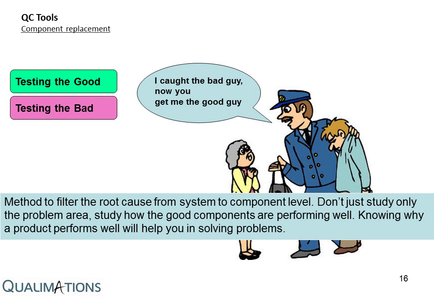Component replacement. This method is used to find subsystems that are the source of the failure or problem. In this case, while studying a bad system, a good system should also be studied. This is done by replacing one component or subsystem at a time and studying if the effect is consistent across both the good system and bad system.